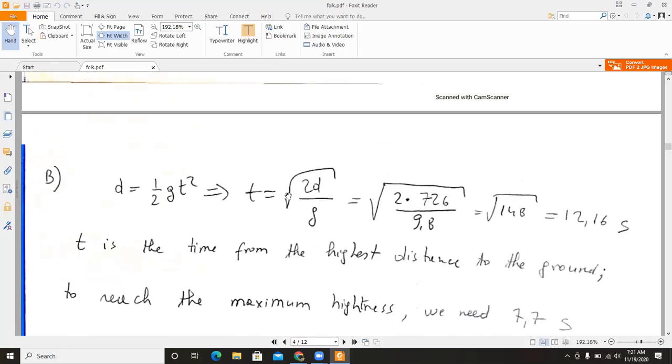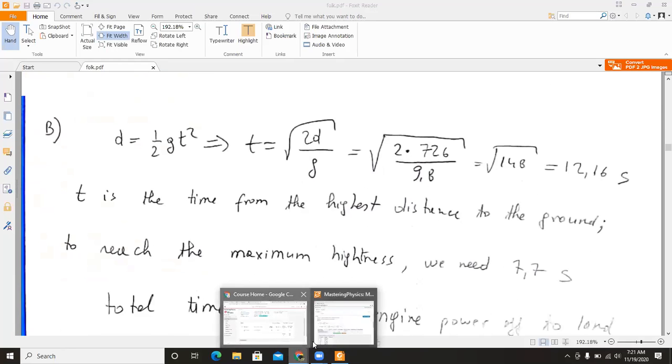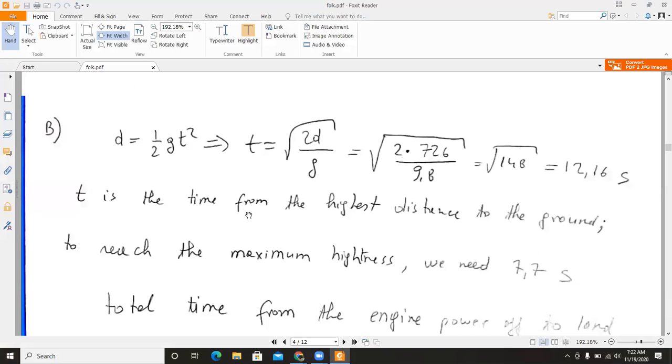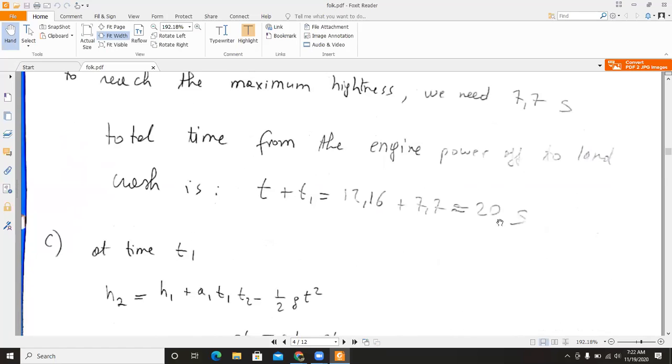And the other question is, let me see what is the other question. So part B, after the engine is shut off, how much time does it take for the rocket to crash into the ground? This is the distance we found, the total distance from the maximum height. And how much time does it take to fall to the ground? You find the time, and you already know this, and you find G is like this, and it takes 12.16 seconds. But don't forget that this T is the time from the highest point to the ground. But how much time did it take from the engine power off to the highest point? It should be 7.7 seconds. You sum those together and you get something like 20 seconds.